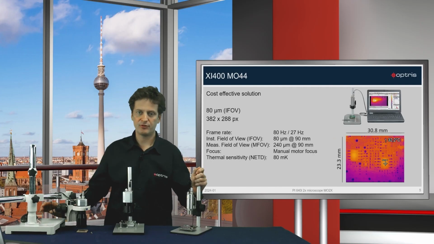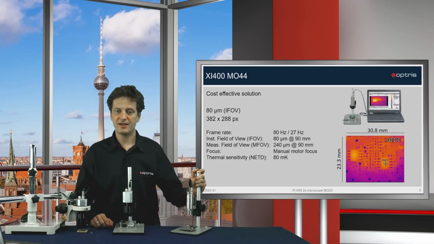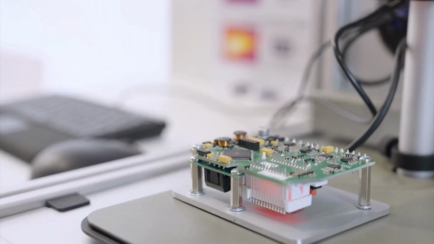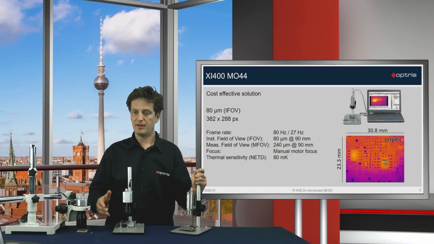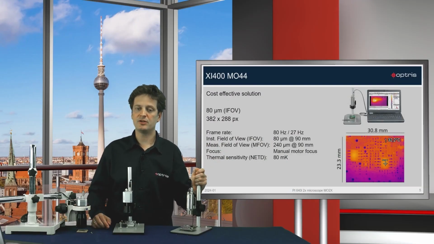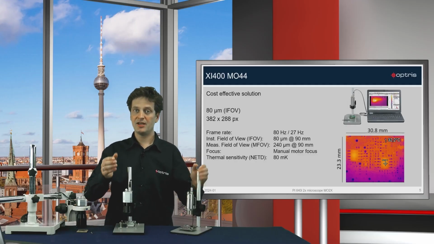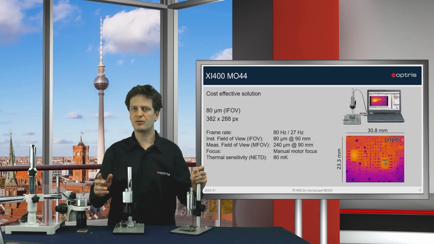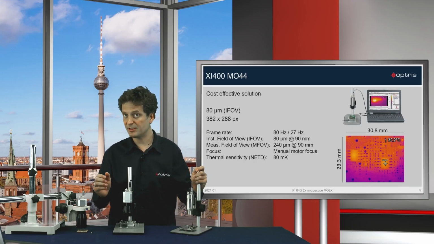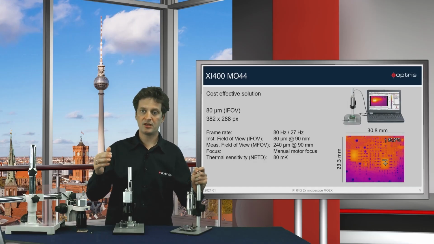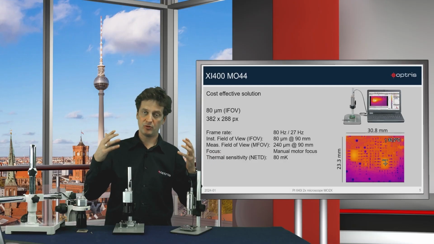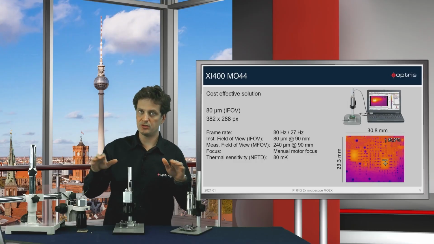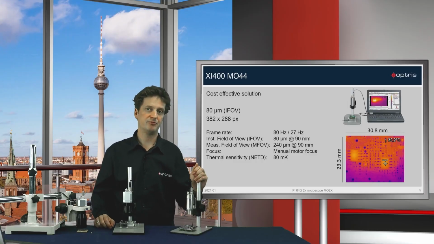Let's start with the XI400 MO44. This device can make objects visible with a size of 80 microns. The resolution of the XI is 382 by 288 pixels. As you can see, the field of view is, in direct comparison, rather big, approximately 3 centimeters by 2.3 centimeters. So for easy, quick applications, and also if you want to be more flexible in what you see, or if you are more interested in the heat distribution on the board, this would be a very attractive product.